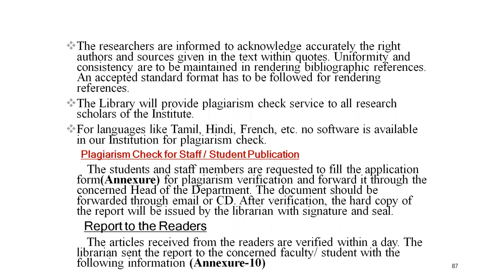So the researcher is informed to acknowledge accurately the right author and source given in the text within quotes. Uniformity and consistency are to be maintained in rendering bibliographical evidence. These are the more important, consistency and uniformity. And an accepted standard format has to be followed for formality and consistency.